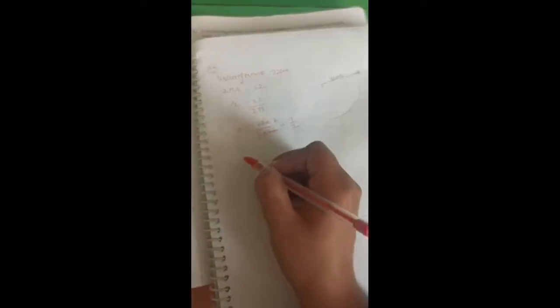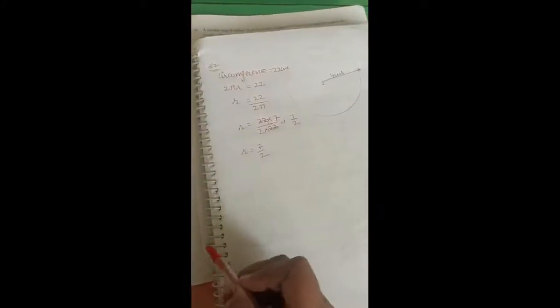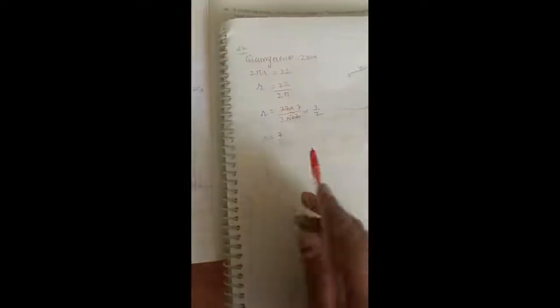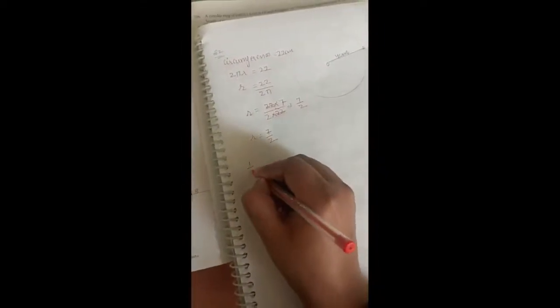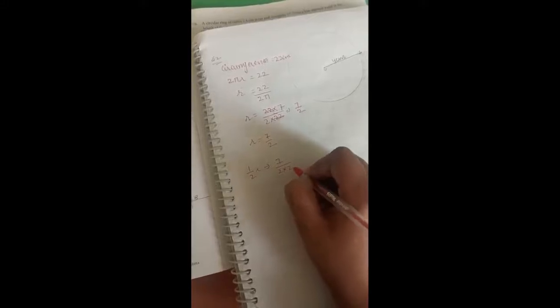So here r is equal to 7 by 2. Now we have to draw the circle of radius half of the radius of another circle. Half of this. Half of the radius is equal to half multiplied by 7 by 2, that is equal to 7 by 4.